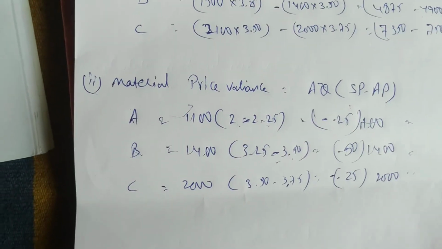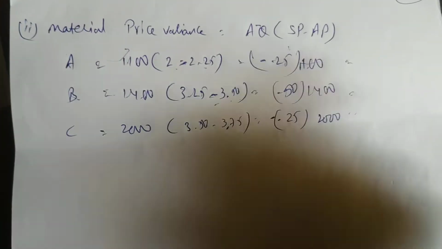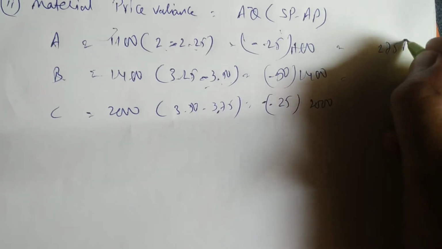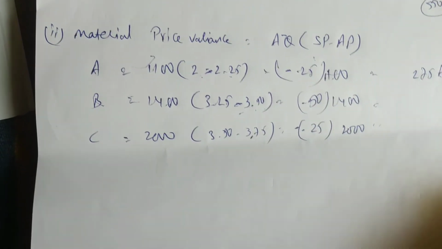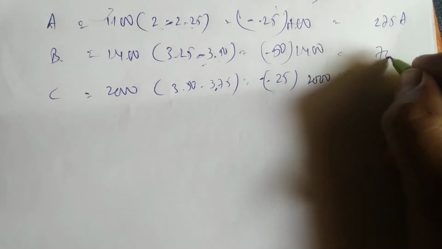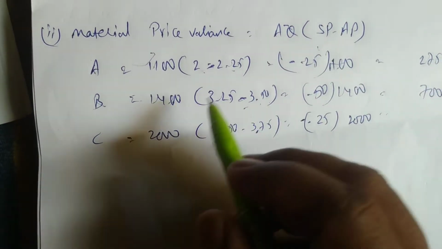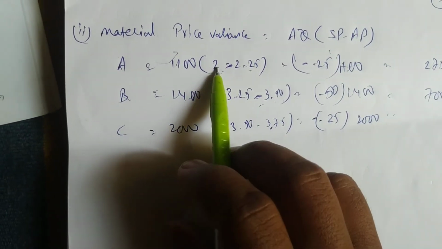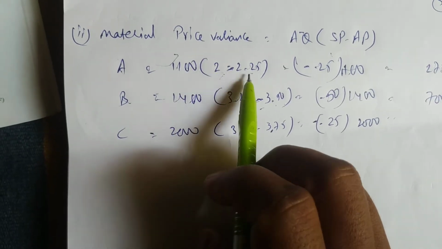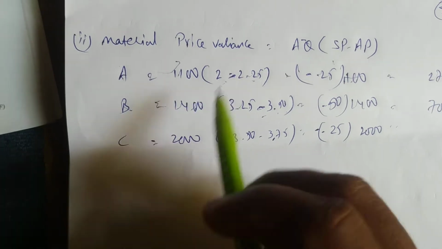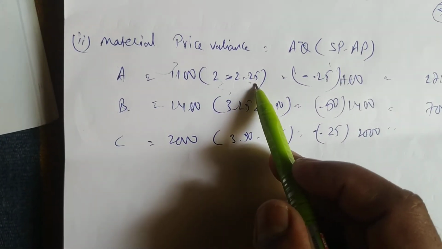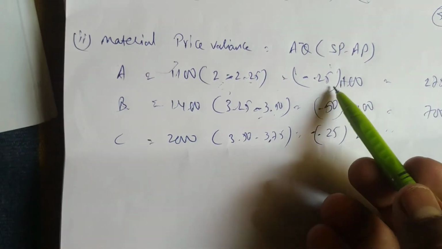So 1100 into 0.25, we get 275 adverse. And 1400 into 0.50, we get 700 adverse. All minus, all negative. See here, 2 is the standard price, actually it is 2.25. The company is asking to purchase for 2 rupees, but they purchase for 2.25. Extra 0.25 they put, that is minus.